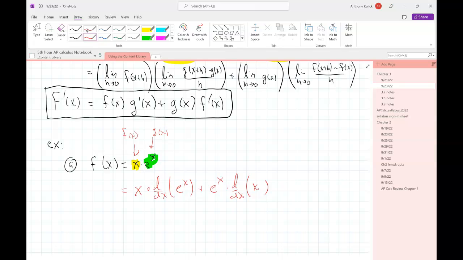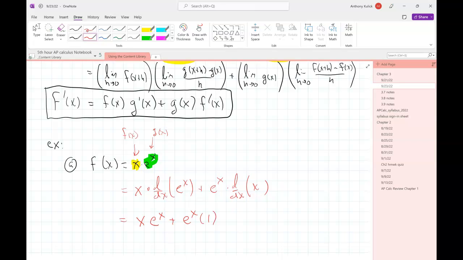And as you get better at this, we're going to stop writing out all the work for these unless it's absurdly complicated. But for the first times, while we're just getting used to using the product rule, I'm going to continue to just write them out. So that gives me x, and the derivative of e to the x is e to the x, good, plus, and then I'm going to have an e to the x, and the derivative of x is 1.